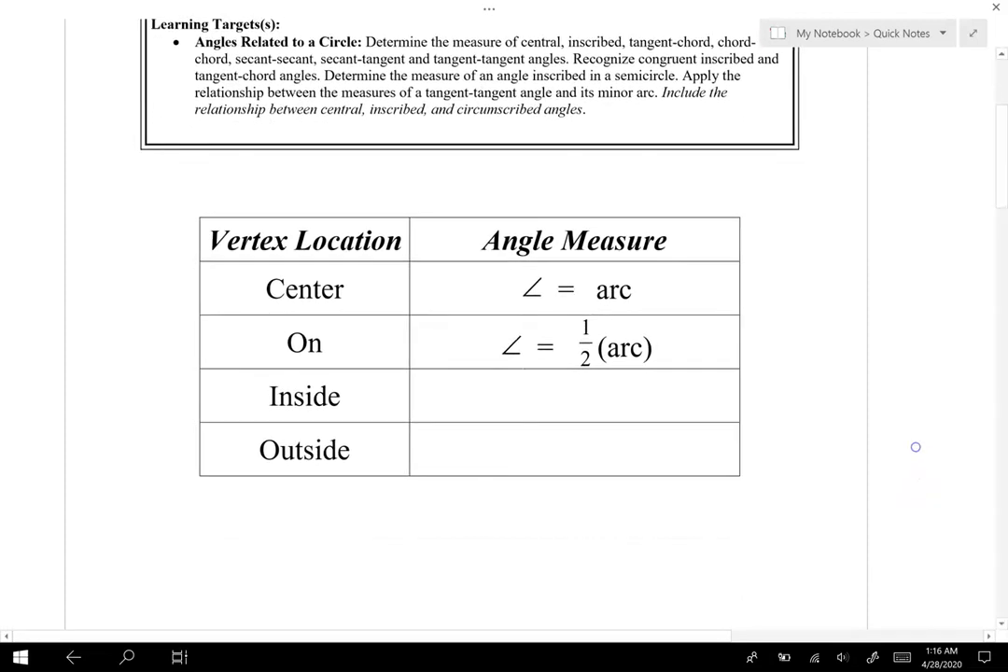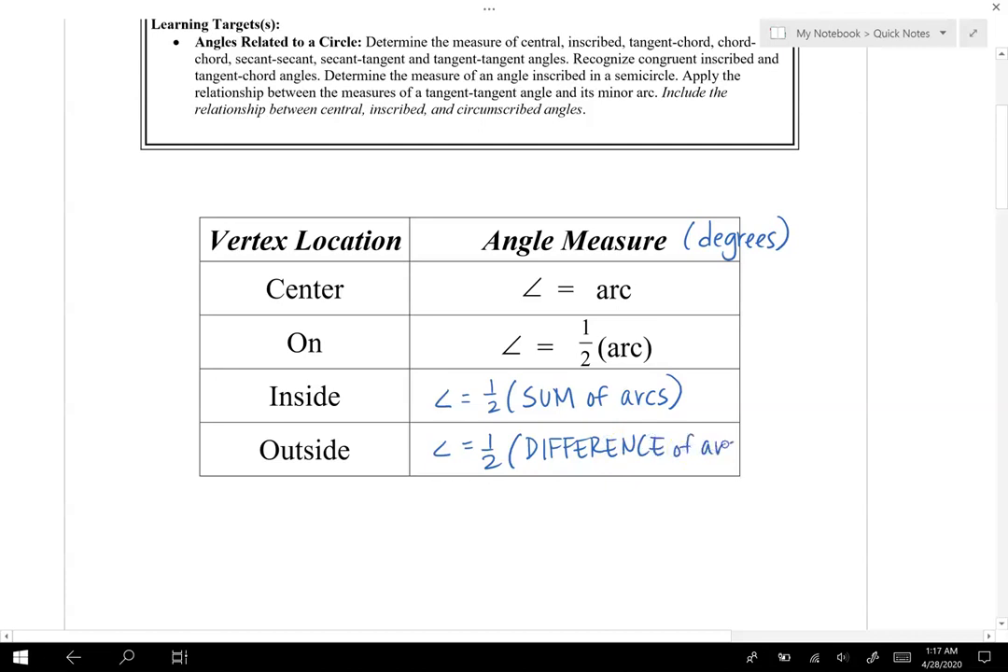If we review what we know, based on the vertex location, we know how to find the angle measures. If it's at the center, the angle measure is equal to the arc in degrees. Remember, you have this in your yellow pages, so you can skip this part if you want. Vertex location on the circle: it's half the arc. Inside the circle, 1/2 the sum of the arcs, and outside the circle, 1/2 the difference of the arcs. Okay?